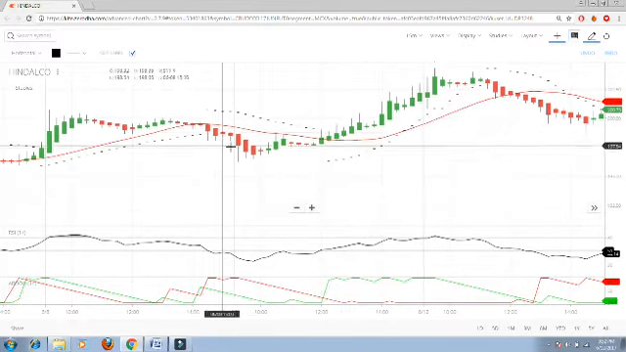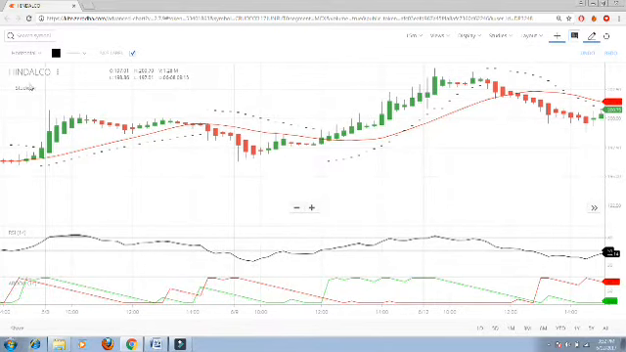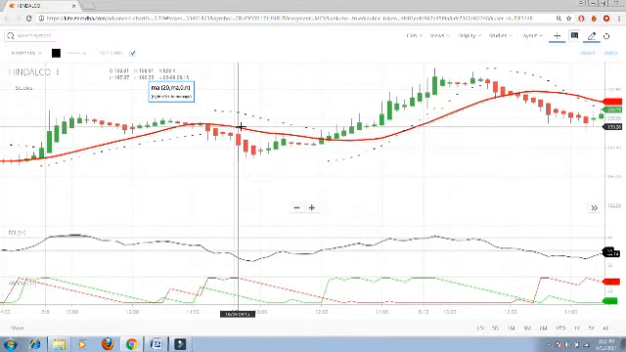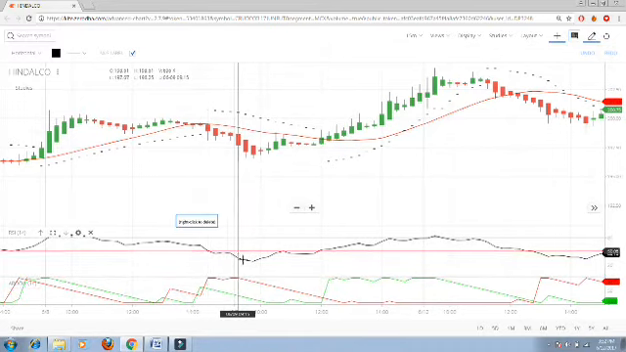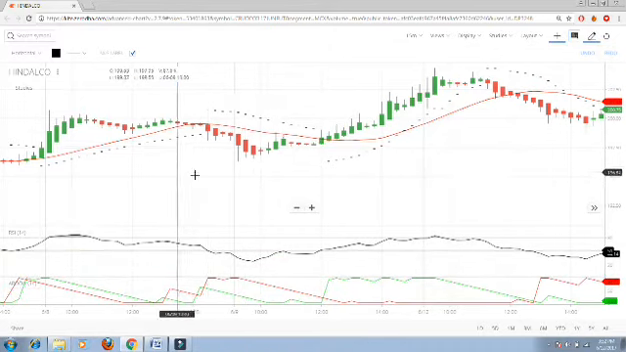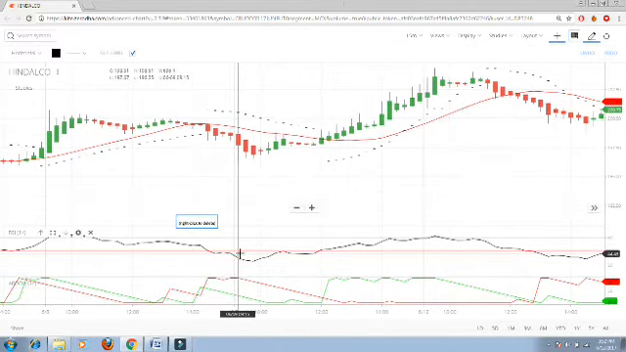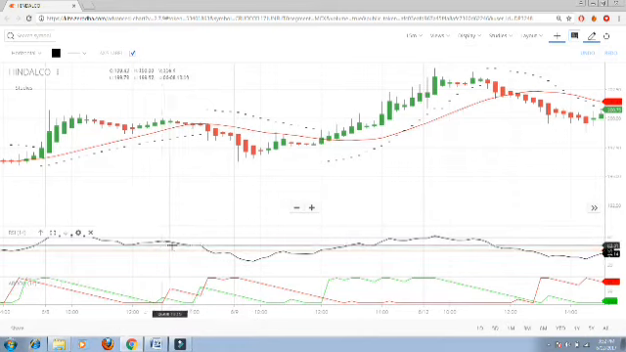For example, let's see today's Indelco chart. At 9:15, as you can see, the RSI is below the 50 line. That means a short. Now you should not get into the short as soon as the market opens. We should not get into a trade that is already below or above. You should always wait for a fresh turn.